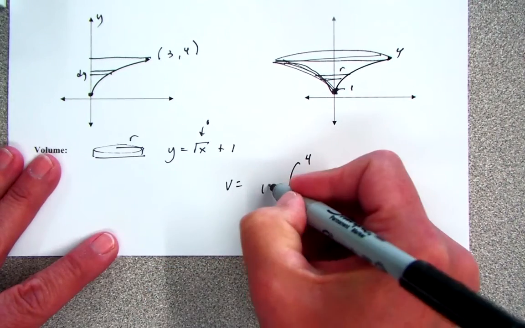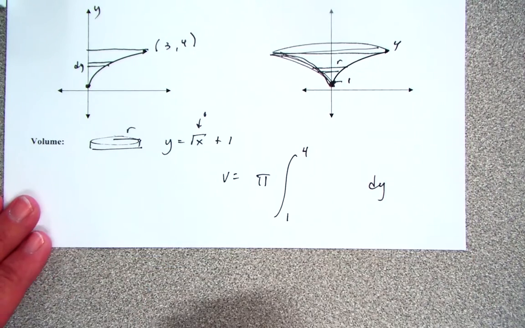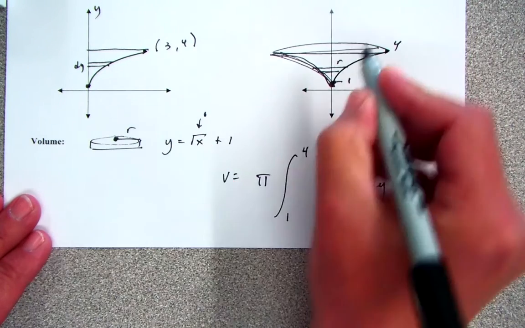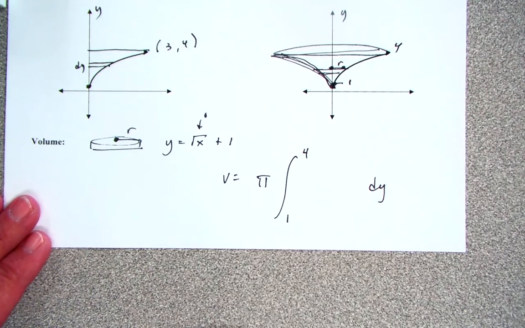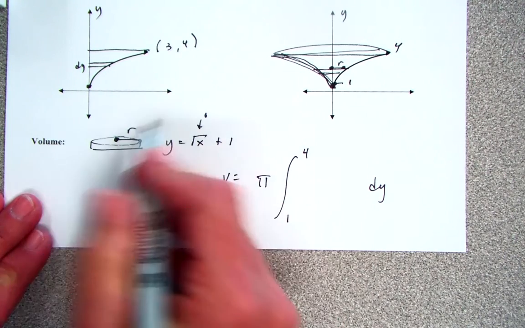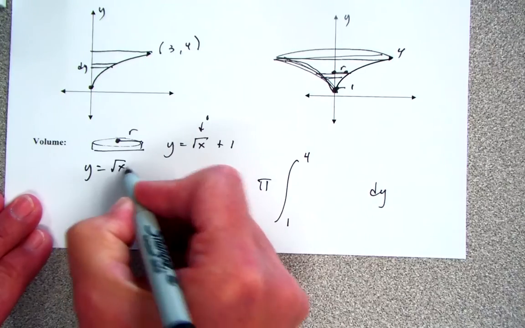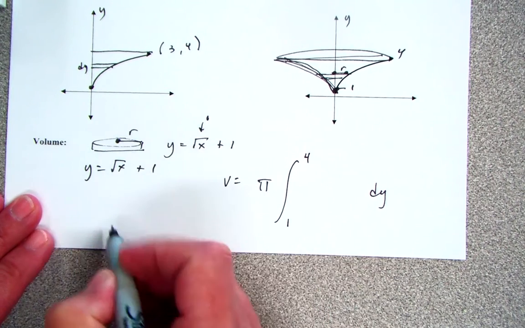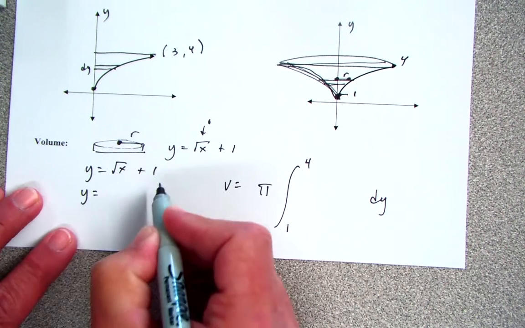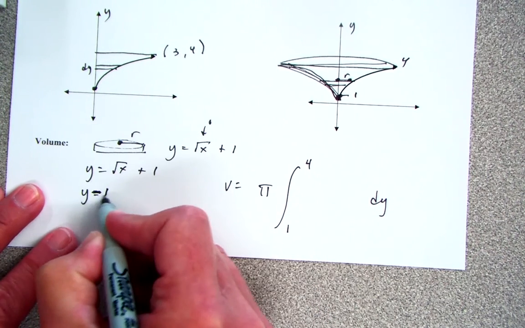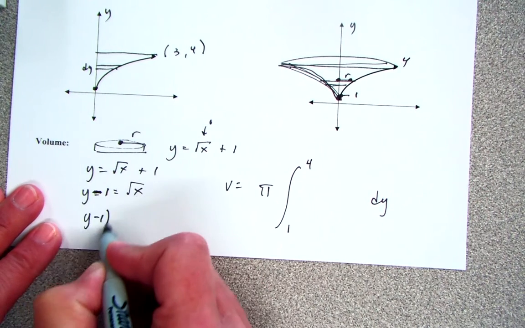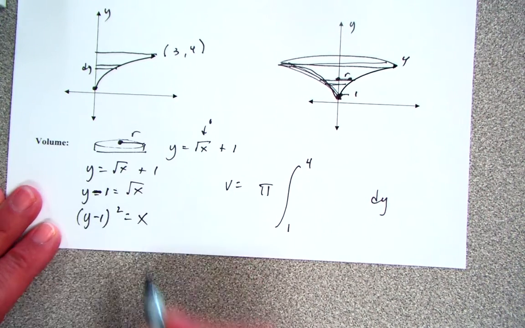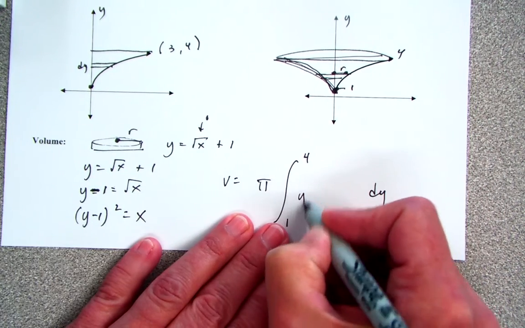So volume is pi r squared. So now I need to find r. I see that r is from the axis of rotation, which is the y-axis, out to the outer edge. So what I need to do here is find this equation right here, not in terms of x, but in terms of y. So that means I'm going to solve for x. So I'm going to bring that 1 over, so that's a negative. And I'm going to square both sides. So as I square this, I get x. So this is going to be y minus 1.